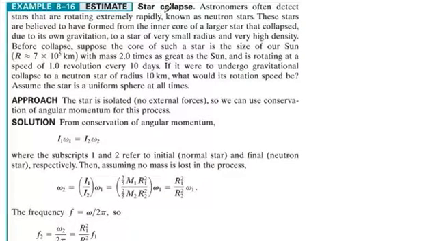So this one says star collapse. It says astronomers often detect stars that are rotating extremely rapidly, known as neutron stars. Man, I just asked that at trivia the other night. Neutron stars are also the tiniest, densest variety of stars known to science.